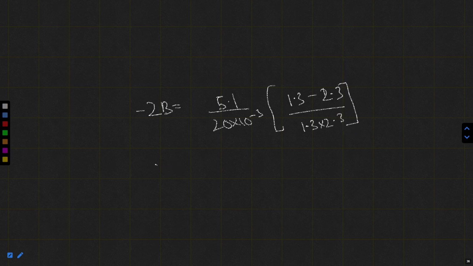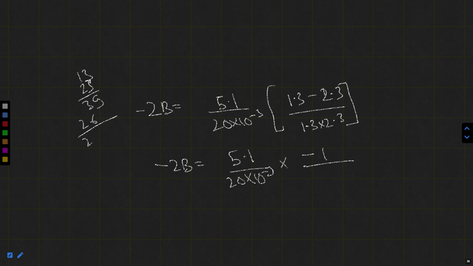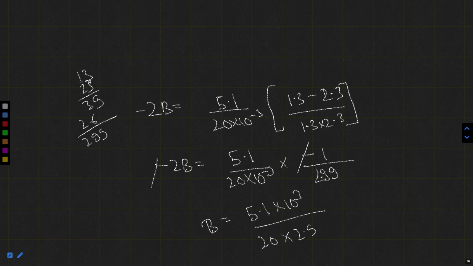Further, minus 2B is equal to 5.1 by 20 into 10 to the power minus 3 multiplied by, this minus this gives minus 1 divided by 13 into 23. How much is 13 into 23? 13 threes are 39 and 13 twos are 26, that is 299, or 2.99. So this minus and this minus will cancel out. That would finally give us 5.1 into 10 to the power 3, bringing the 10 to the power minus 3 upside, divided by 20 into 2.99 into 2.